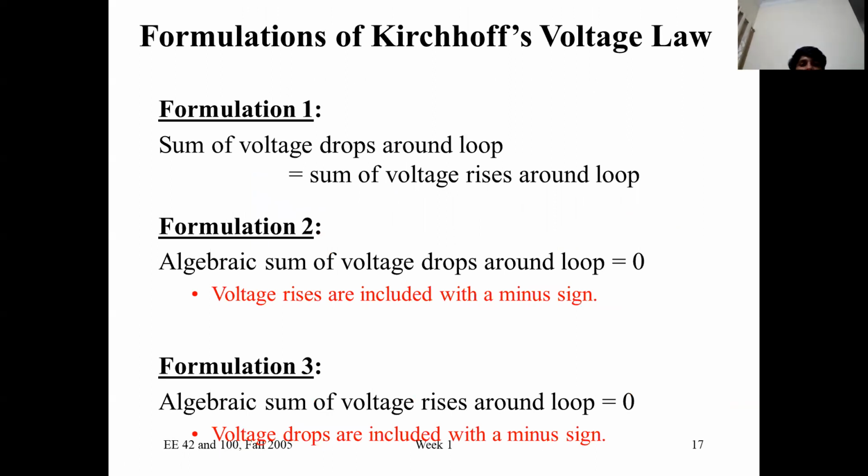Formulations of Kirchhoff's voltage law. Formulation 1: the sum of voltage drops around the loop is equal to the sum of voltage rises around the loop. Formulation 2: the algebraic sum of voltage drops around the loop equals 0, where voltage rises are included with a minus sign. The algebraic sum of voltage rises around the loop equals 0, where voltage drops are included with a minus sign.